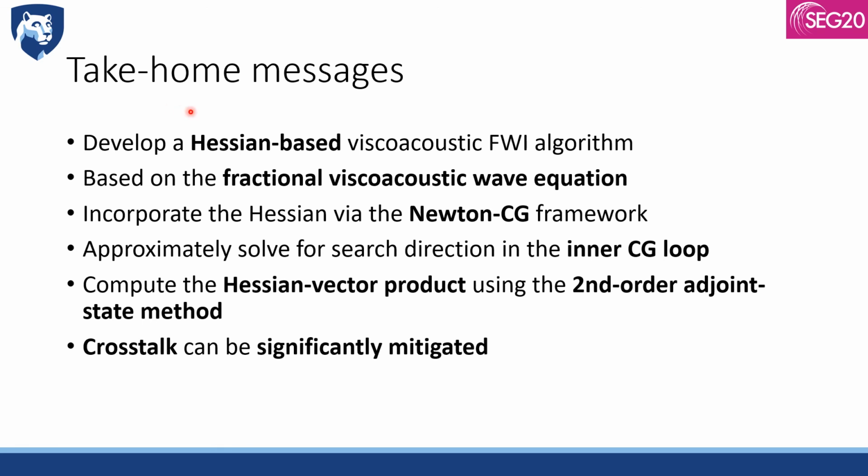Some key takeaways. In this study, we developed a Hessian-based viscoacoustic FWI algorithm based on the fractional viscoacoustic wave equation. This algorithm incorporates the Hessian via a Newton-CG framework. At each iteration, it uses an inner CG loop to approximately solve for the search direction. In particular, the Hessian vector product in the inner CG iteration is provided by the second-order adjoint state method, and our preliminary results show that the crosstalk can be significantly mitigated.